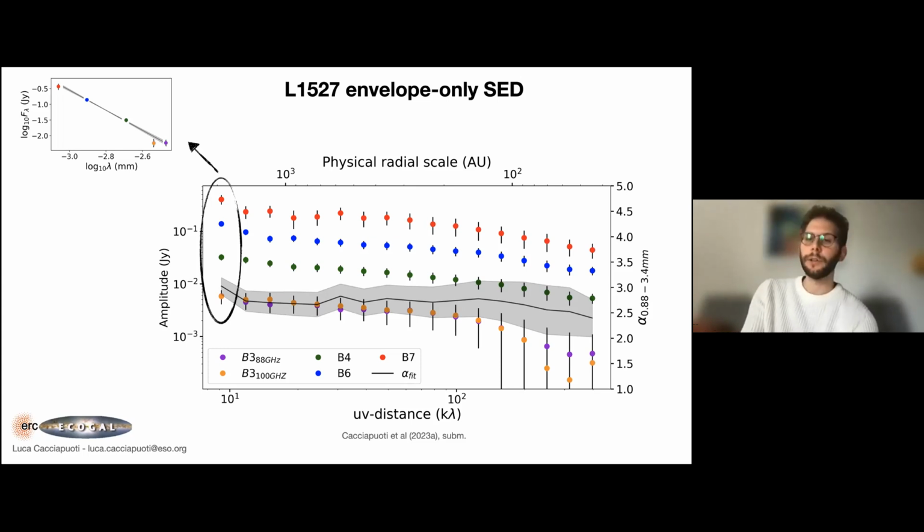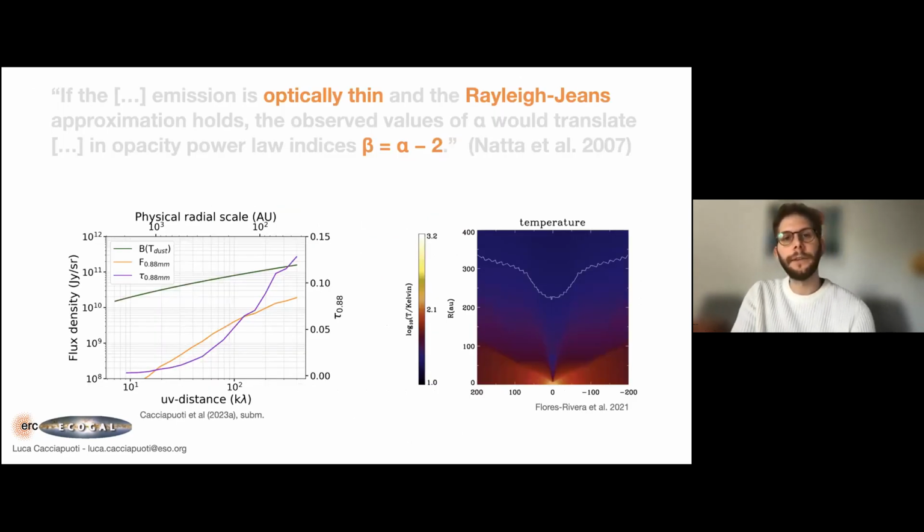And as I said before, now that we have alpha, we can get beta just by doing alpha minus 2, right? But the problem is that, as I said, you need to be optically thin and in the RJ approximation in order to say that beta is alpha minus 2. So we checked that we are in the optically thin regime.